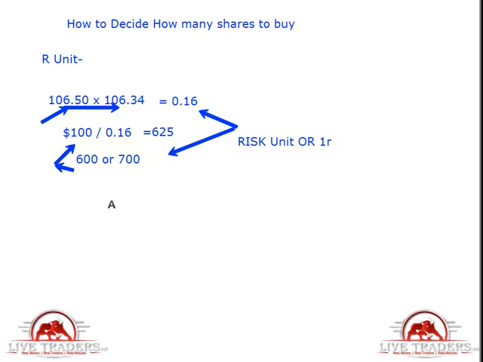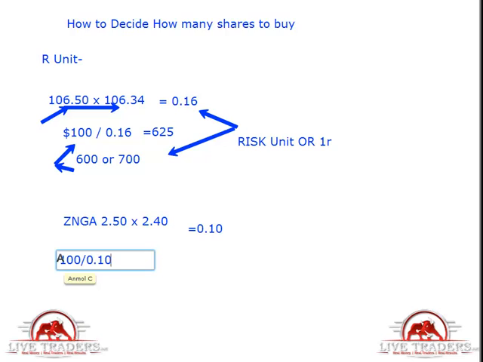Now in the same example, let's say there's a stock called Zynga, and you want to go long at $2.50 with a stop at $2.40. So now you have a 10-cent stop loss. How would you decide how many shares to buy? 100 divided by 10. So that will give you 1,000 shares. So that's your 1R.